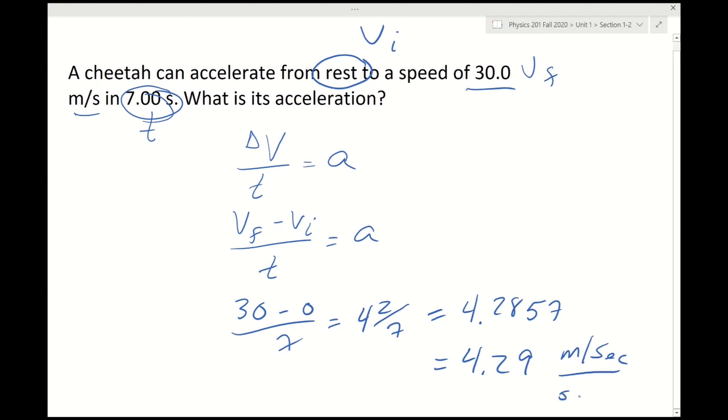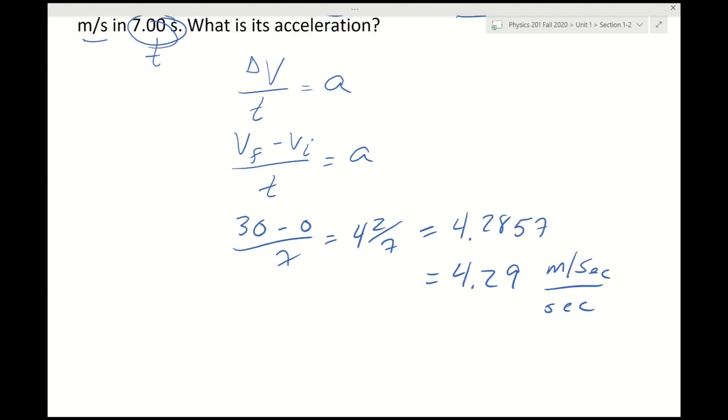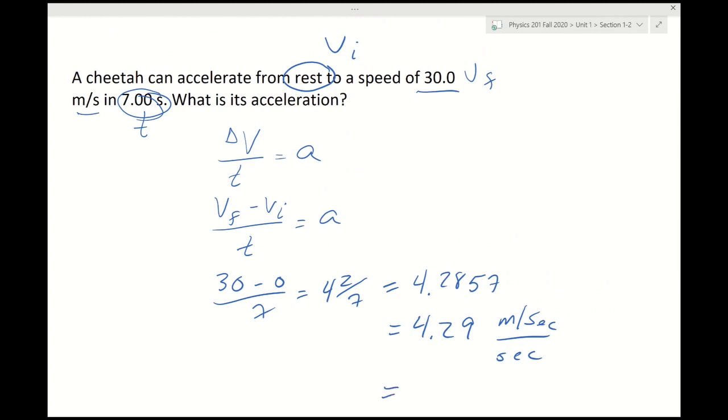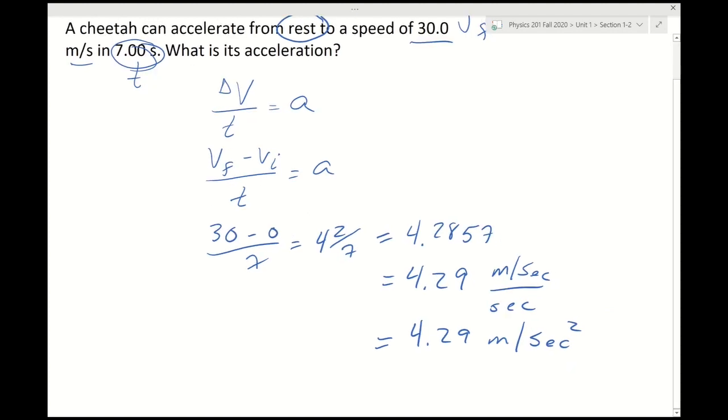Again, you'll notice that I do often use the non-standard SEC abbreviation for second. Meters per second per second gives us, in fact, meters per second squared. Oftentimes, you will see it written properly as meters per s squared.